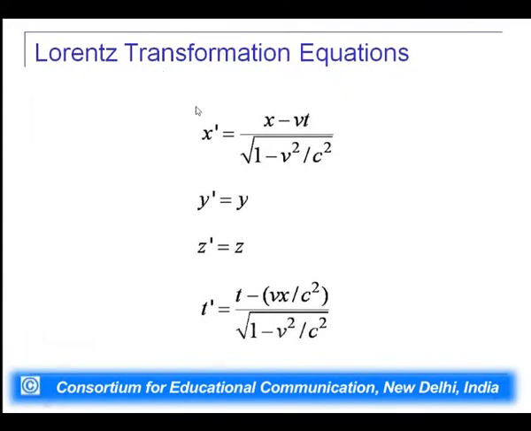It means that if the body is moving along the x-axis, we consider two frames, one static and another moving. Then the value of x will change, and simultaneously the value of t will also change. The value of x dash is equal to x minus vt divided by the root of 1 minus v square by c square. But these planes are parallel, so y dash is equal to y, z dash is equal to z. Only the x coordinate is moving, and hence the time will change. It will be t minus vx by c square, divided by the root of 1 minus v square by c square.